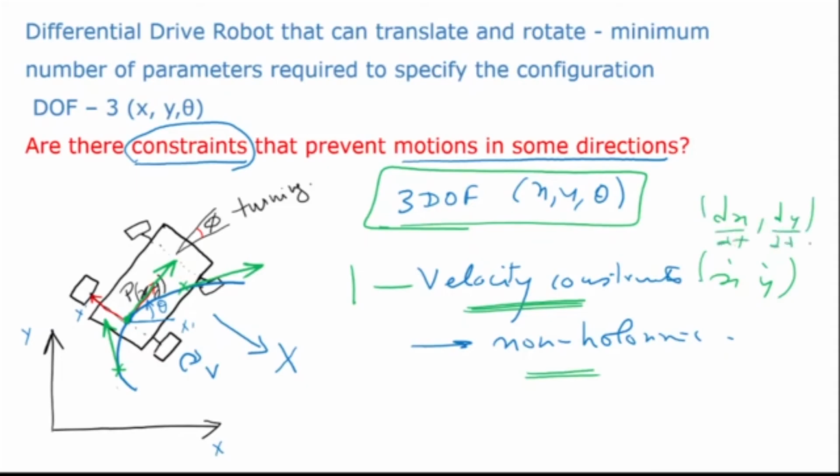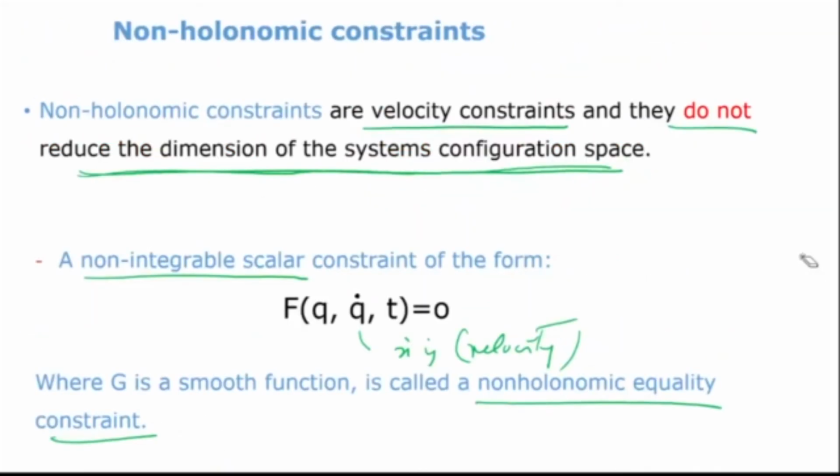Okay, so this type of constraint is called a non-holonomic equality constraint. Now, that is one. The second is that this is a non-integrable scalar constraint. If it was integrable, you could integrate it and it would become a position constraint. Okay, so it would become holonomic. So one of the conditions for this to be a non-holonomic constraint is that it should be a non-integrable scalar constraint. That means you are not able to integrate this.